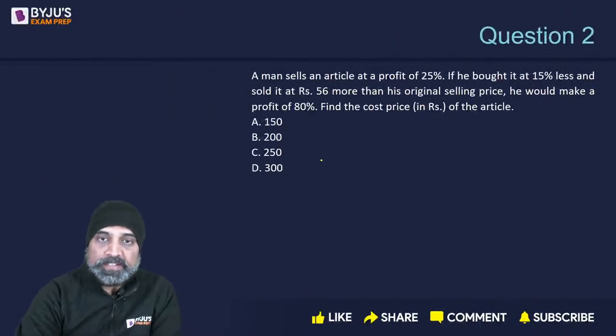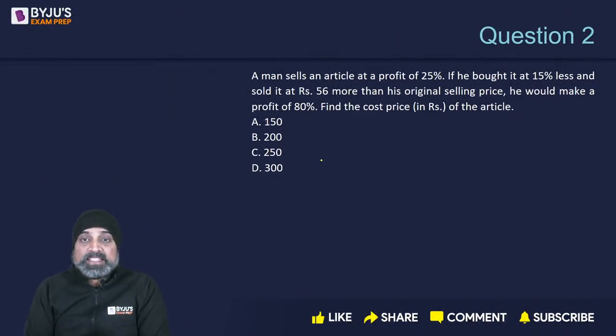Now, the next question. A man sells an article at a profit of 25%. If he bought it at 15% less and sold it at ₹56 more than his original selling price, he would make a profit of 80%. Find the cost price of the article.